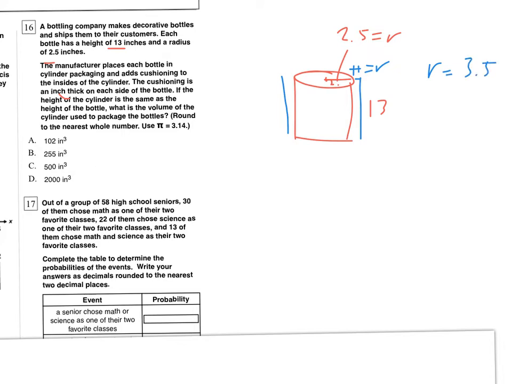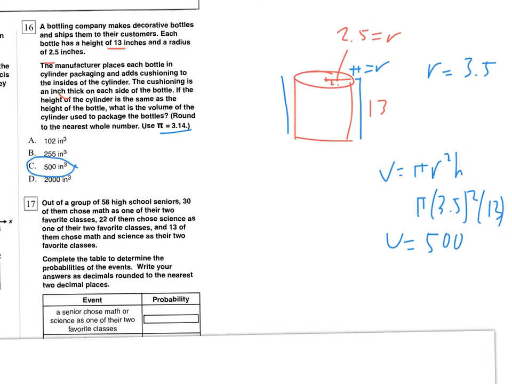And they want the volume of the cylinder. And so volume of the cylinder is pi r squared h. So I got 3.5 here and 13. So I'll just type that in my calculator. It says to use 3.14 for pi. And if I do that, I get the volume is pretty much 500. There's a little decimal after that, but if we round to the nearest whole number, it's 500.